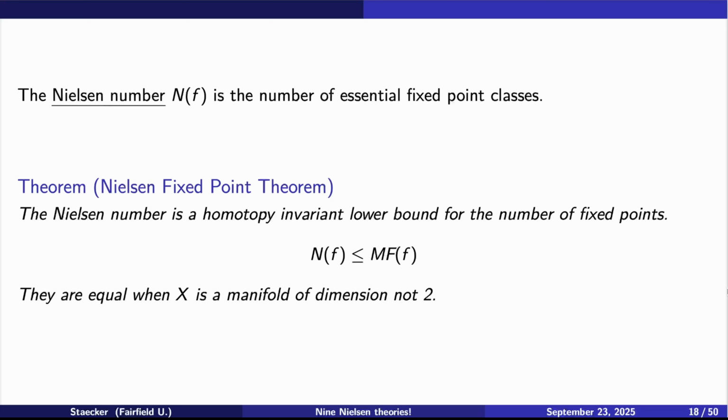You make the classes, and then you see which of the classes are index non-zero. And then within each class, you can combine them into a single fixed point, and so you get only that many fixed points.